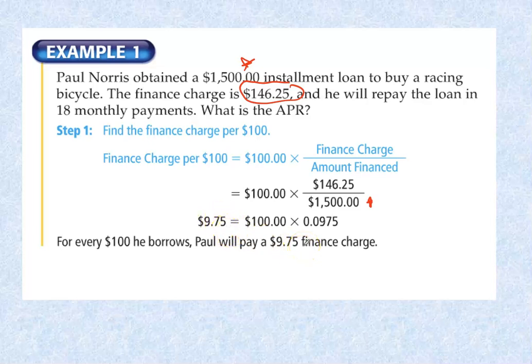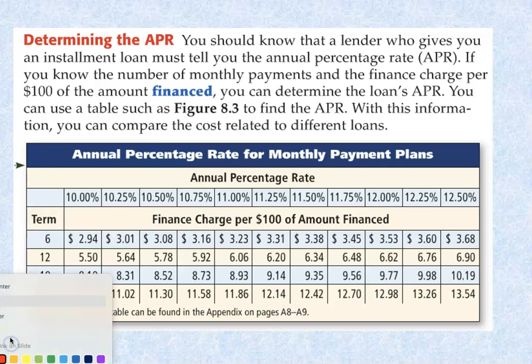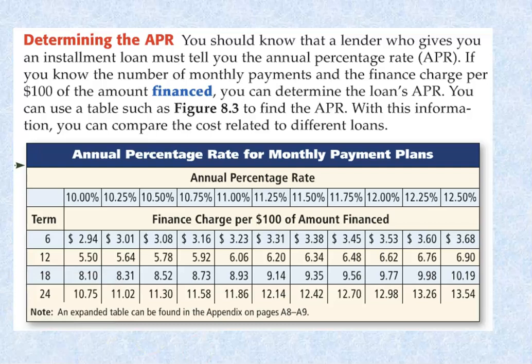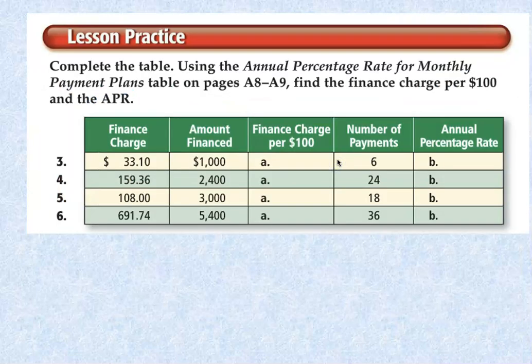9.75. Now, two things you need to know: 9.75 and 18. So if I go back to the chart, 18 is my term, how long, and 9.75 is closest to this, so my APR is 12. The next step says to go to row 18, find the number closest to 975, which is 977, and your APR at the top of the column is 12.